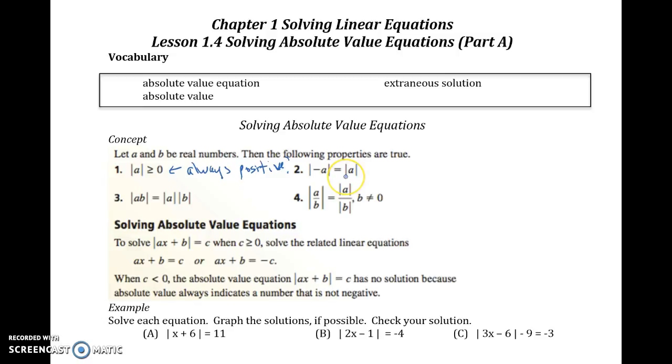And then you'll see other properties, right? Again, always positive. The absolute value of a negative is the same thing as the absolute value of a positive because they're still going to end up positive. The absolute value of a product is the same thing as the product of the two separate absolute values, and also the quotient.